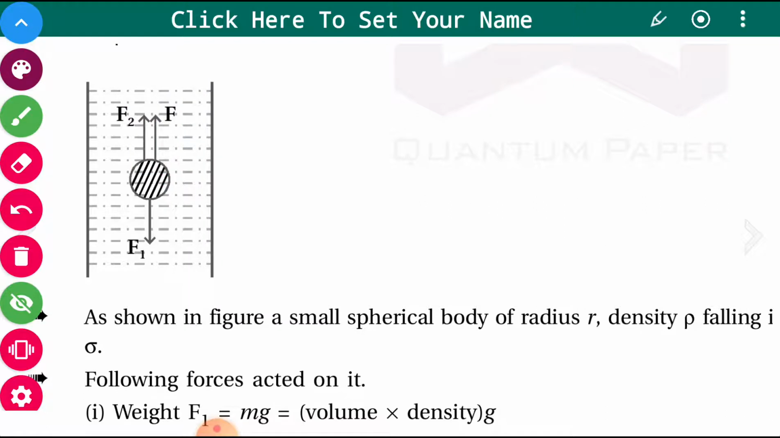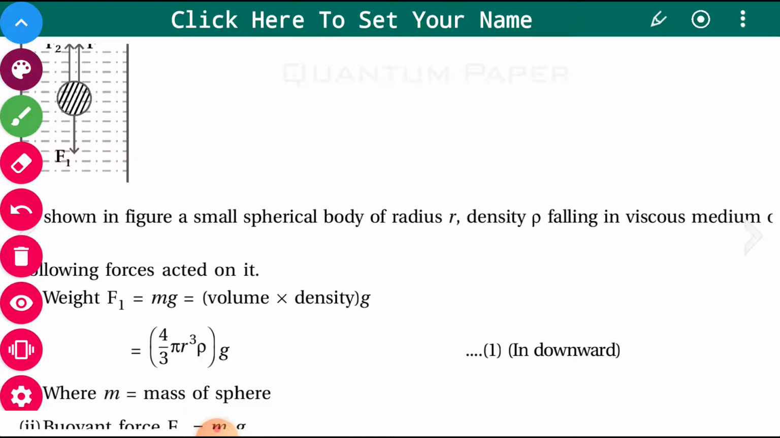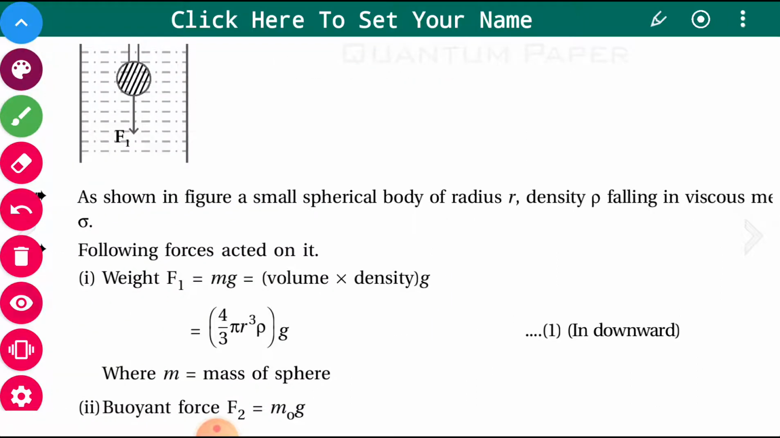Now see, we consider that the body has radius r and density rho, and it is falling in a viscous medium of density sigma. So here this fluid has the density sigma. The density of this solid sphere is rho.